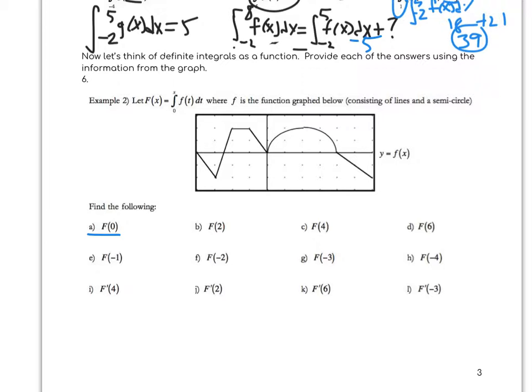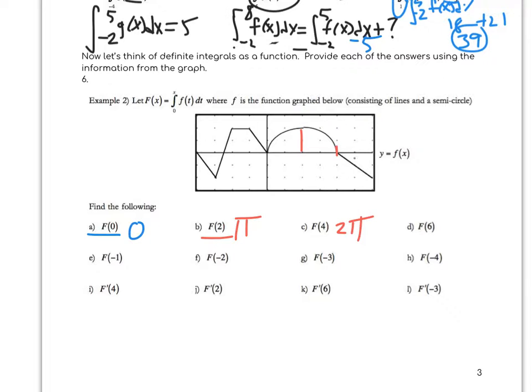Big F of 0 would mean that we're looking at the integral from 0 to 0, which would be 0. Big F of 2 means we're doing big F of 2 minus big F of 0. In other words, the area from 0 to 2, that looks like a quarter circle with radius 2. So the circle would be 4 pi, the quarter circle would be just pi. F of 4 would be 0 to 4, so that's a semicircle. That would be 2 pi.